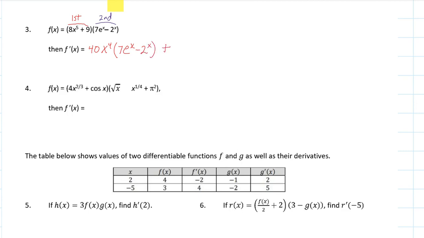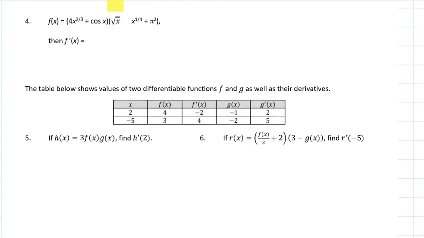plus the first function. So now I need some parentheses, 8x to the 5th, plus 9, times the derivative of the second. So the derivative of 7e to the x is going to be 7 times e to the x, because again, remember the derivative of e to the x is e to the x, minus the derivative of 2 to the x, which is still going to return 2 to the x, but it will also return the log of 2. And that one's done. You don't have to multiply them together or anything.